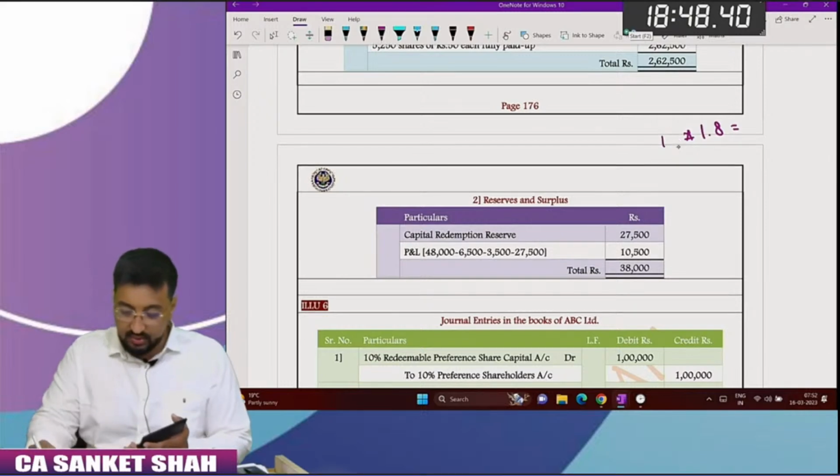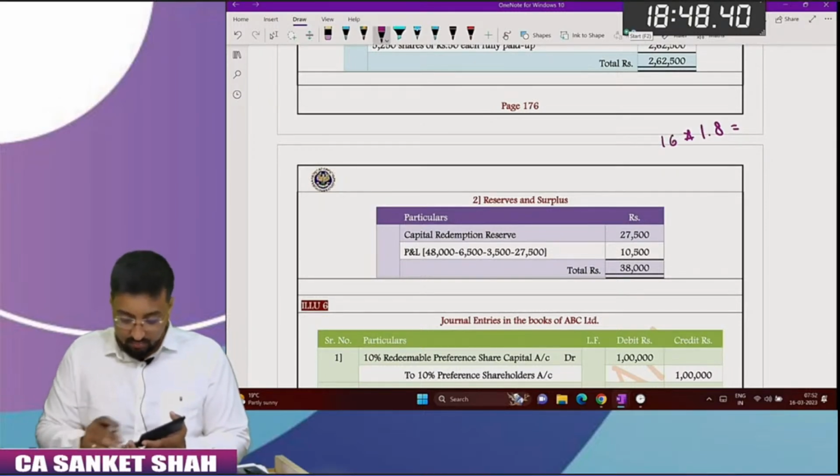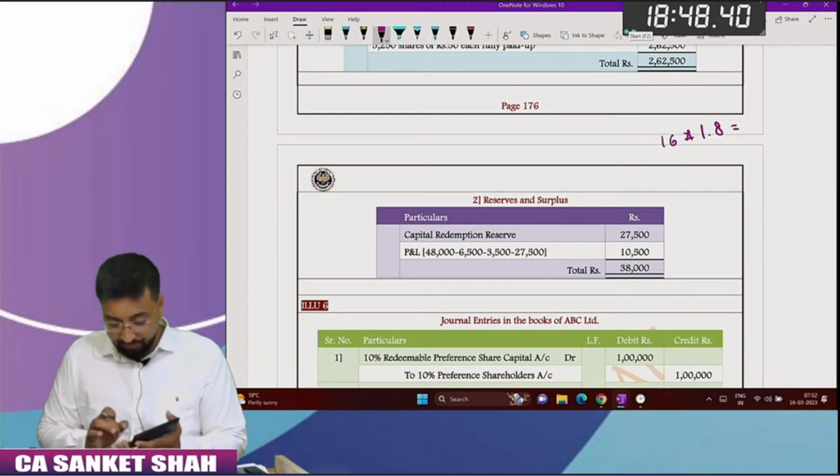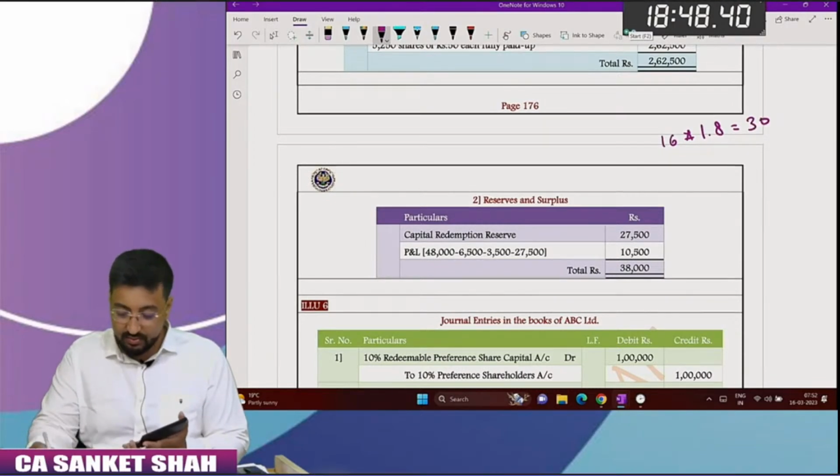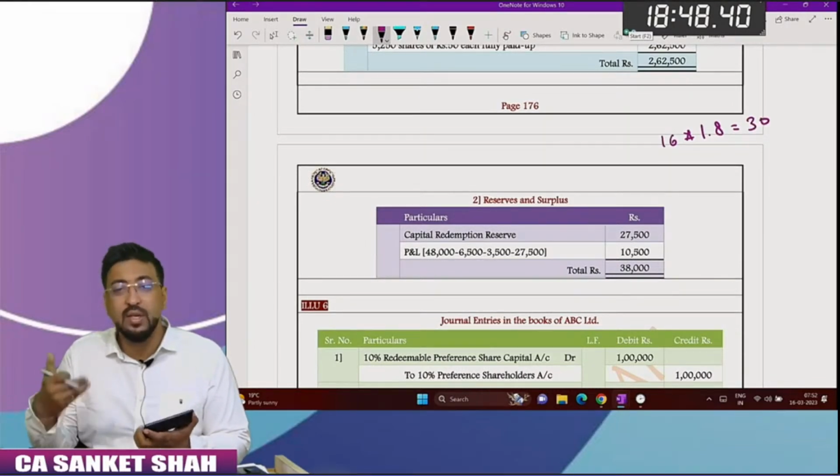Sorry, a 16 marks question. A 16 marks question gets 1.8 minutes per mark, so 30 minutes. For any question, it's marks multiplied by time.